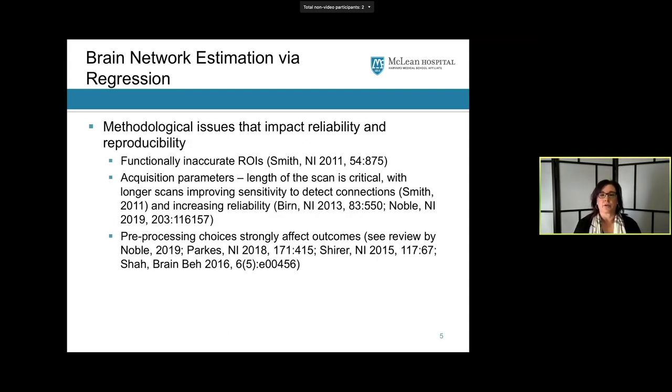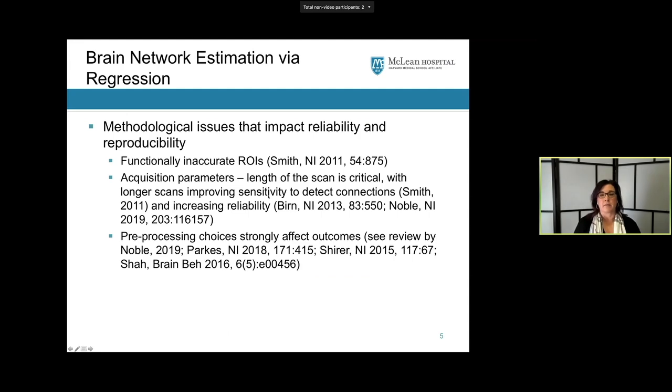There are methodological issues that impact reliability and reproducibility too. So functionally inaccurate ROIs and acquisition parameters like the length of the scan are critical, with longer scans improving sensitivity to detect brain connections and increasing reliability. Pre-processing choices have been shown in numerous publications to strongly affect these connectivity outcomes as well.